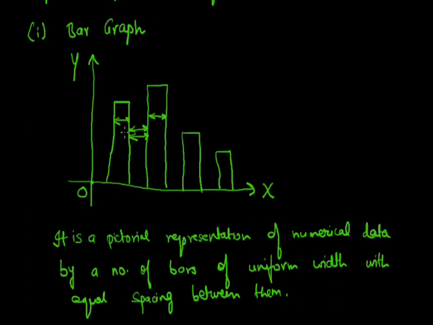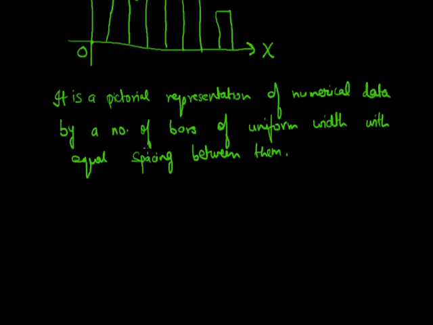Uniform width means the width of the bar should be the same throughout, with equal spacing between them. That is what they are talking about, that the spaces between the bars should be the same throughout. But it is not necessary that the width of the bar should be equal to the spaces between them. The spaces between any two consecutive bars should be the same throughout, and the width of any bar taken in a particular graph should be the same throughout in a bar graph. So in this way we need to make the bar graph.